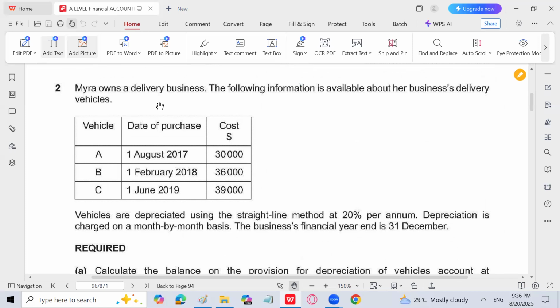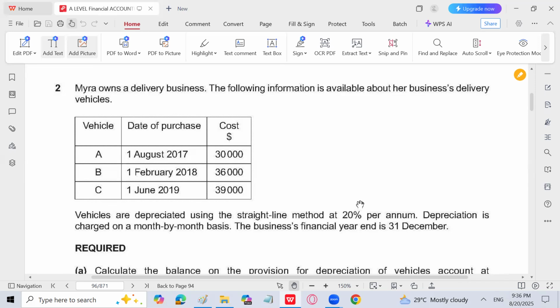Myra owns a delivery business. The following information is available about her business delivery vehicles. On 1st August 2017, we purchased asset A, cost 30,000. B, 1st February 2018, cost is 36,000. C, 1st June, cost is 39,000. Vehicles are depreciated using the straight line method at 20% per annum. Depreciation is charged on a month-by-month basis. The business financial year ends on 31st December.